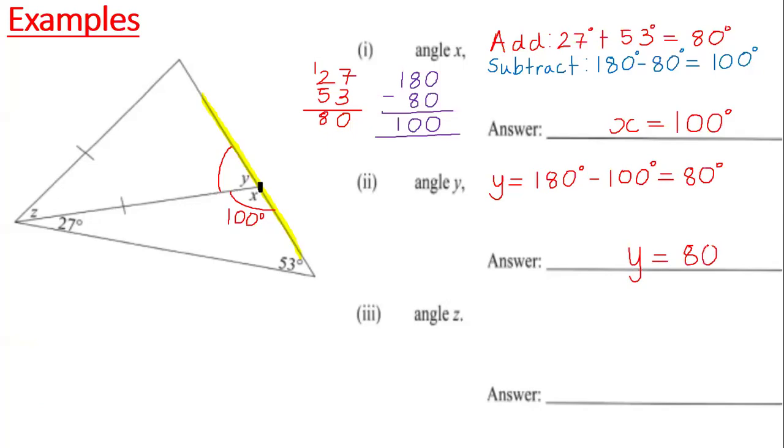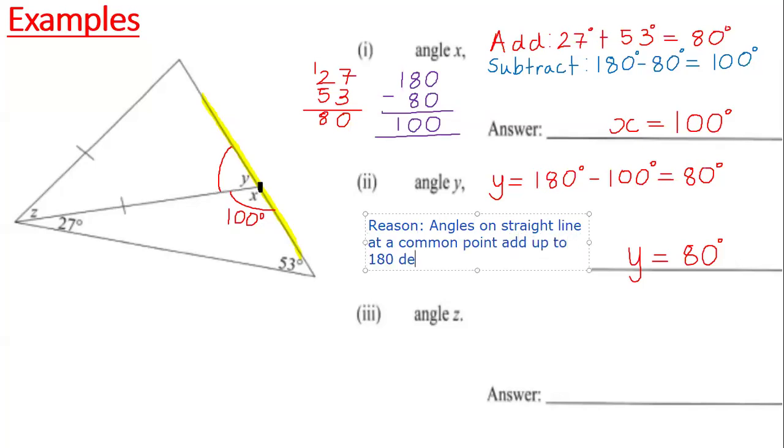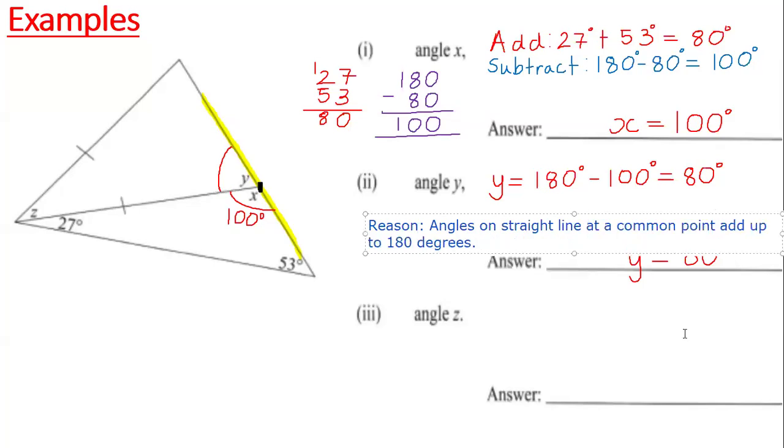Now, if I were to put a reason here, what's going to be my reason? Angles on a straight line that meet a common point equal 180 degrees. Very good, angles on a straight line at a common point. Excuse me, Mr. T, do we have to write that in the exam? No, you don't have to write the reason. Angles on a straight line at a common point add up to 180 degrees. All right, and that's our reason.